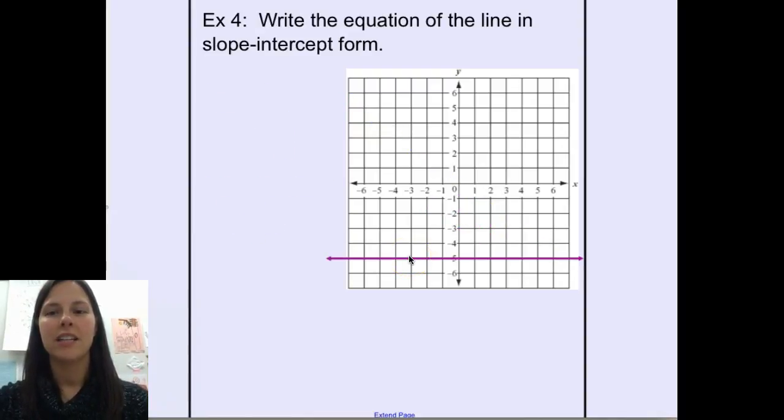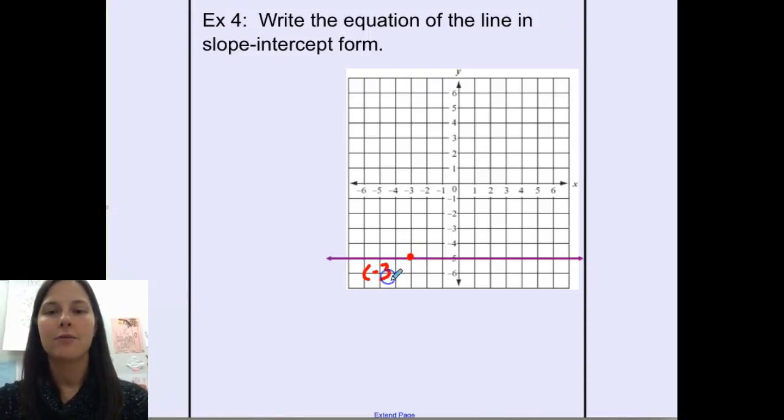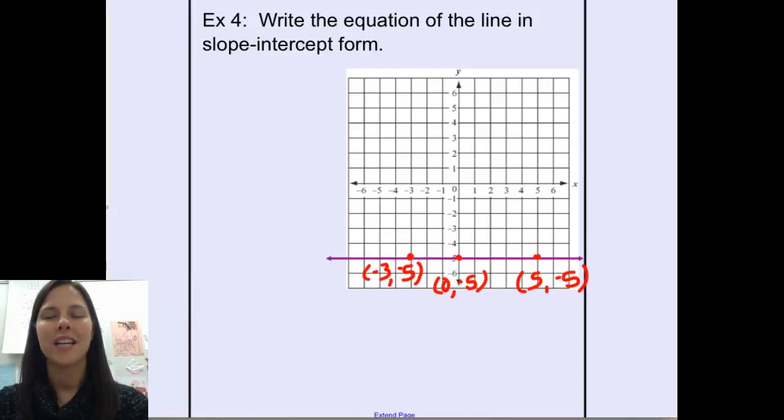And now we have a special line. What we want to do with the special lines is determine which value doesn't change. Remember, the horizontal and vertical lines have either an x equals or a y equals equation. So we need to identify some ordered pairs. I have -3, -5. Here I have 0, -5. Over here I have 5, -5. Notice my x values changed, the first number in my ordered pair, but the y values did not. I have -5 for y on all 3 ordered pairs. So the equation of my line is y equals -5.